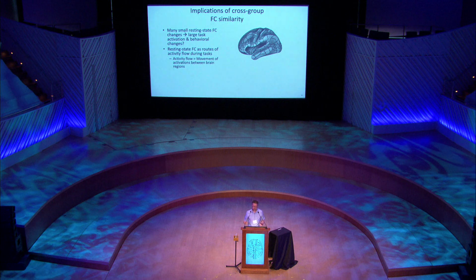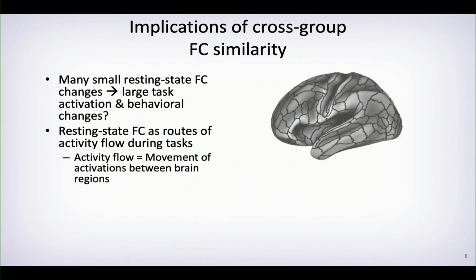And so we started thinking of this as potentially telling us something about activity flow, even during task states. What do I mean by activity flow? I mean the movement of activations between brain regions. So for instance, if you're driving along and you come up on an intersection, you see a red light, supposedly some red representing portions of your visual cortex will become more active, and then that activity will flow up to your motor cortex so you can press on the brake. And so I literally mean that kind of process that we experience every day.